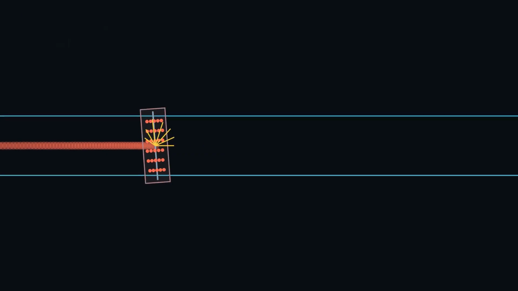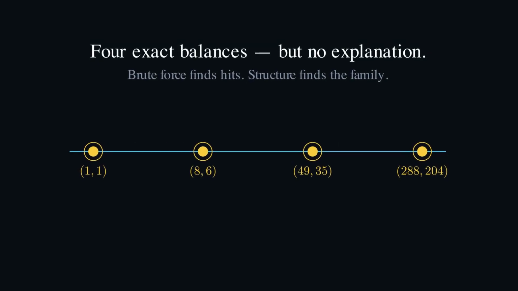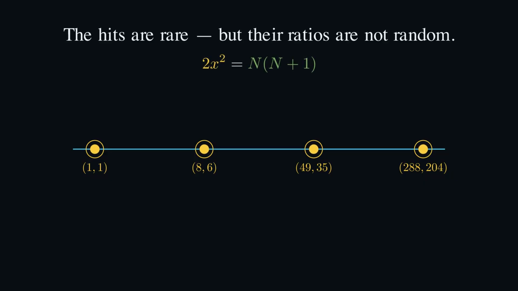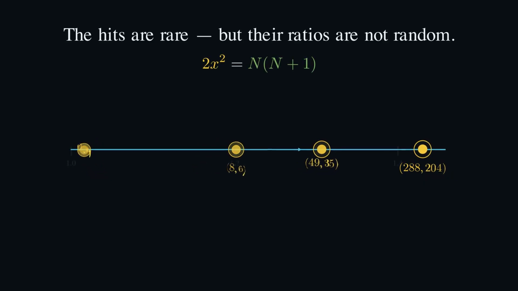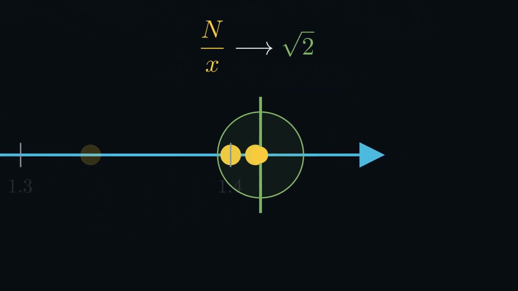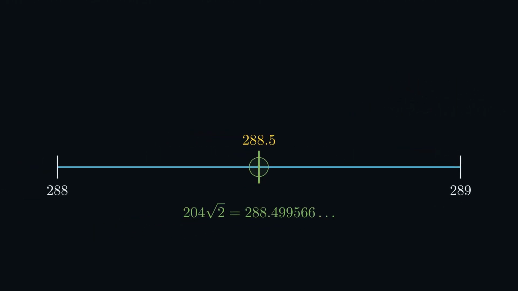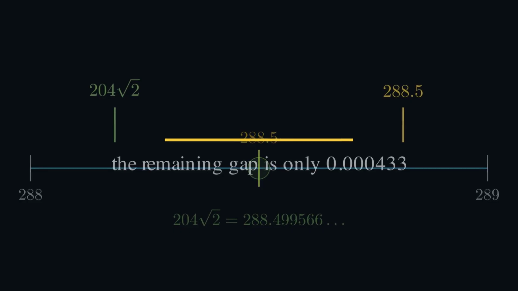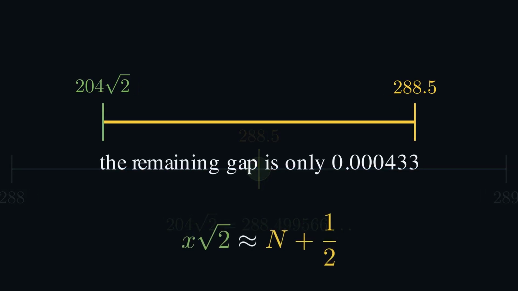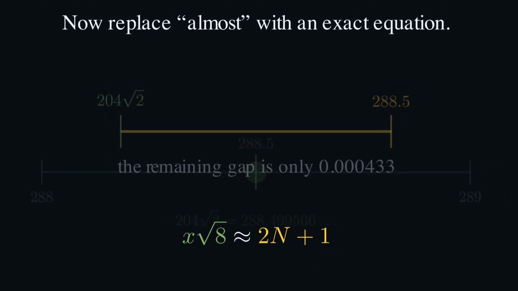Computation catalogs examples. Structure must generate the family and prove completeness. From the balance equation, the ratio n over x approaches square root 2 as solutions grow. Indeed, n is the integer part of x times square root 2. For x equal to 204, that product is about 288.499. This mere half-unit offset suggests shifting n by 1/2 to complete the square.